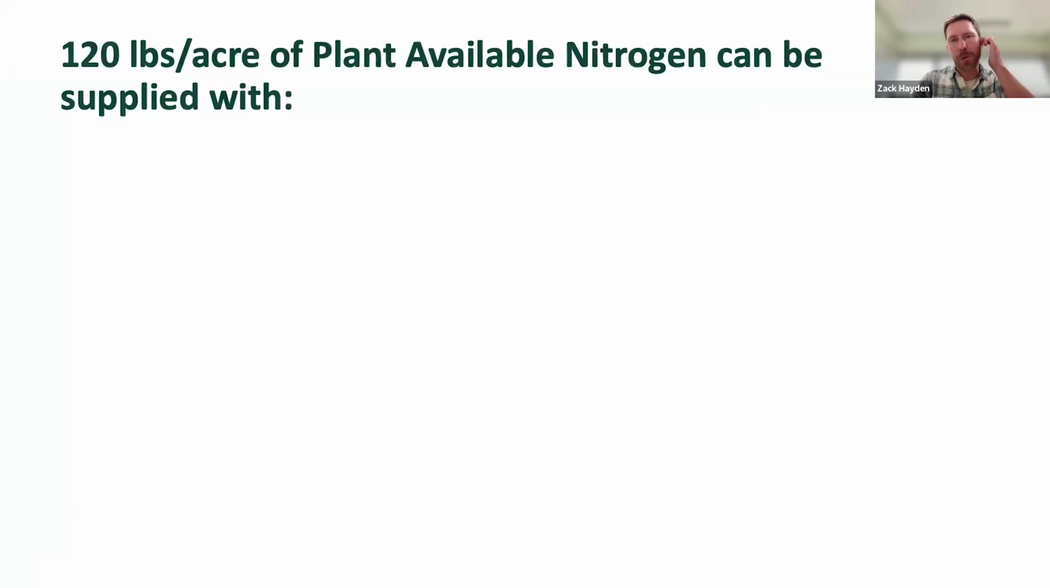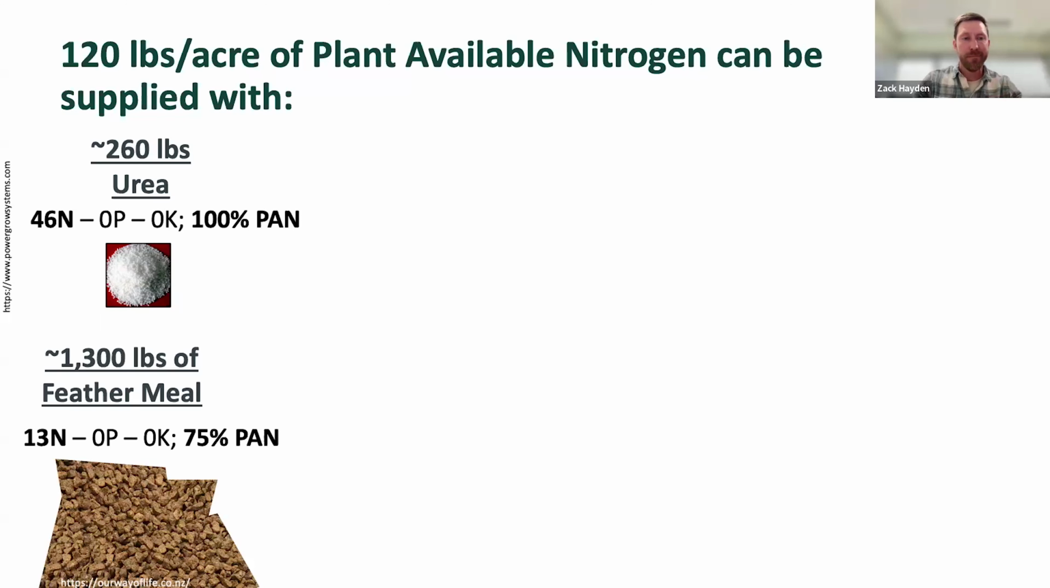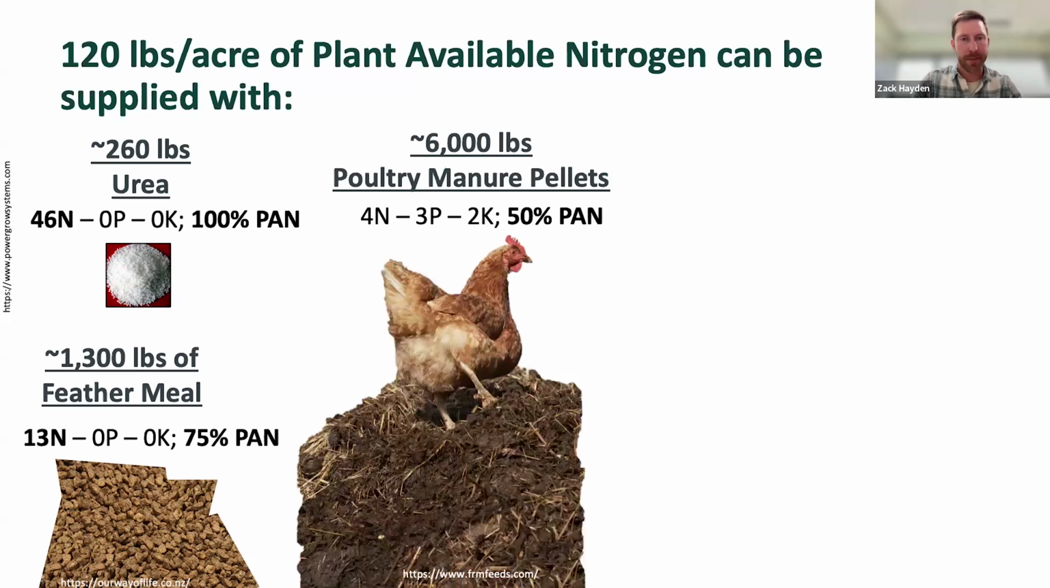All right. Sometimes a visual is nice to drive home some of the differences in how much product we have to apply to supply the nitrogen demands, given these differences in availability and nitrogen percentages in the product. So let's say we wanted to apply 120 pounds of nitrogen per acre. If we supplied it with urea, a synthetic source, 46% nitrogen, nearly 100% of that is going to become plant available. It takes about 260 pounds. Now, if we use feather meal, a high-end organic fertilizer, 75% of that available, it's going to take about 1,300 pounds.